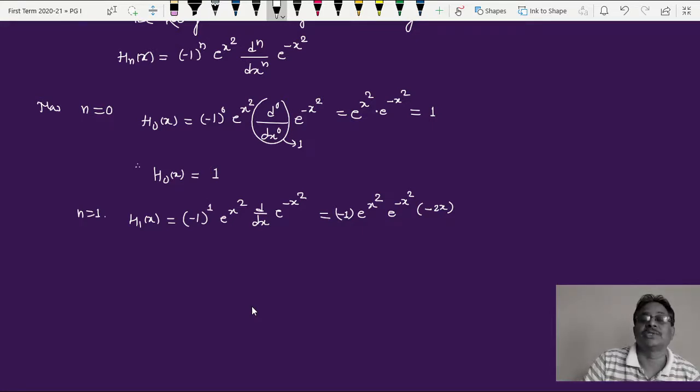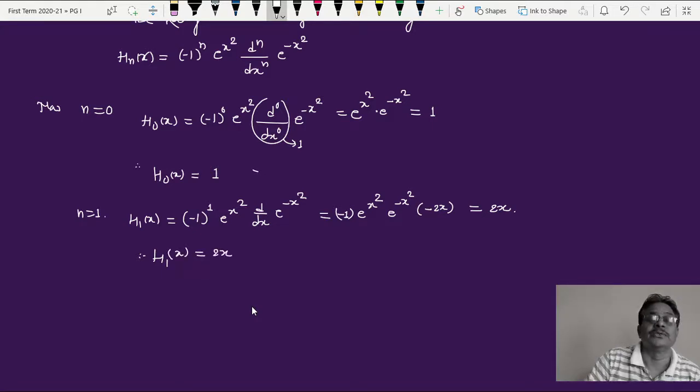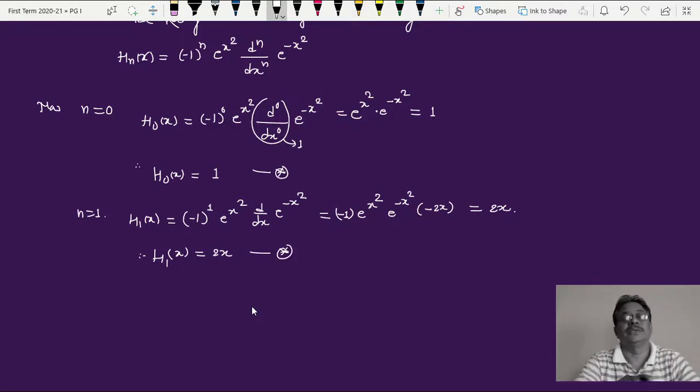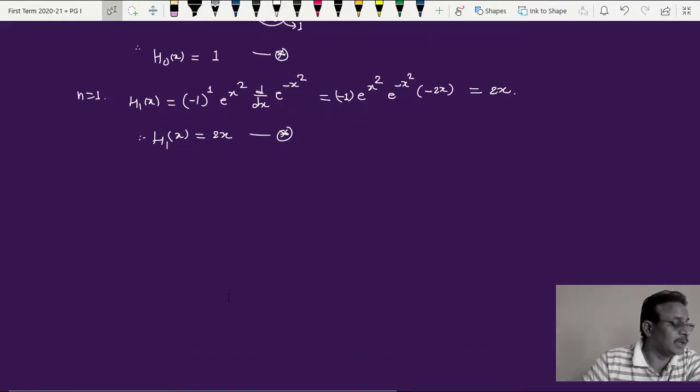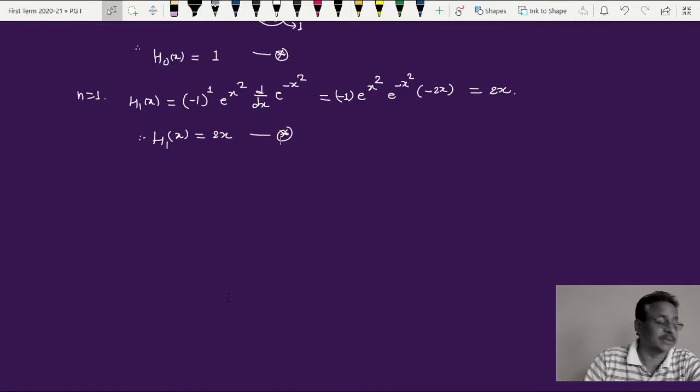So e raised to x square and e raised to minus x square cancel, and minus 1 and minus 2 give me twice x, and therefore my first Hermite polynomial, or Hermite polynomial of degree n equal to 1, is simply equal to twice x. So that is what we have already calculated, we know that, and this is the second member of this Hermite polynomial calculated there, h1 of x is equal to twice x. Similarly calculate h2 of x, now n is equal to 2.